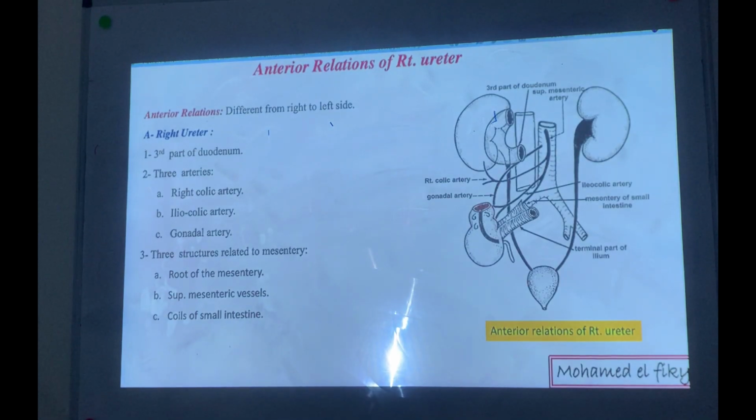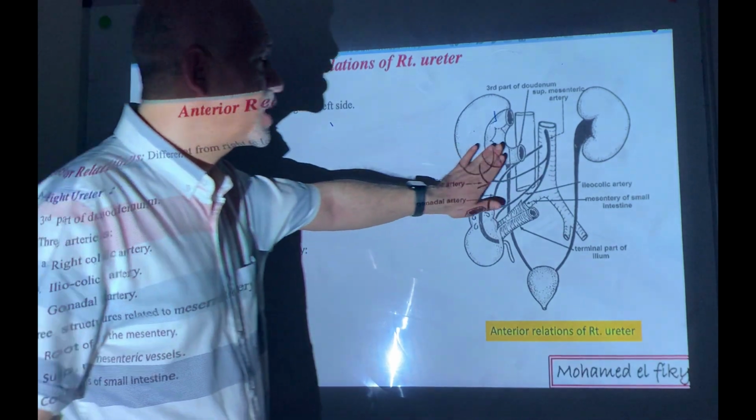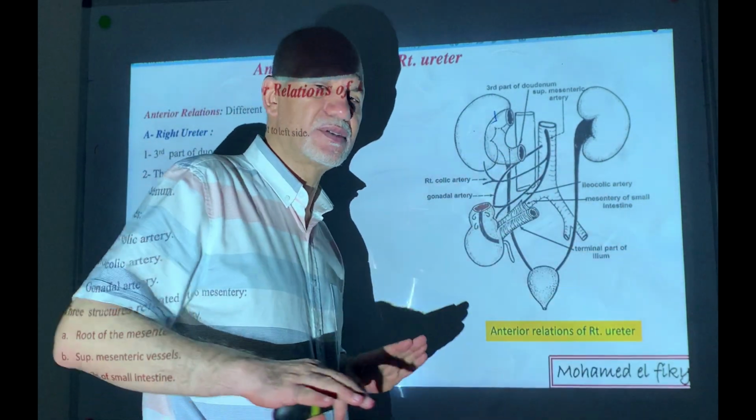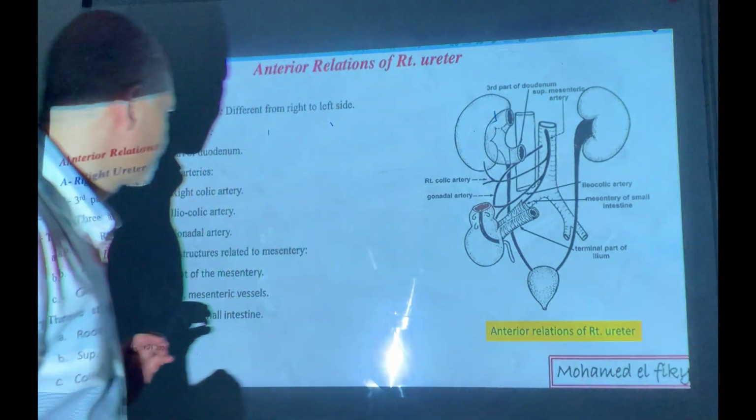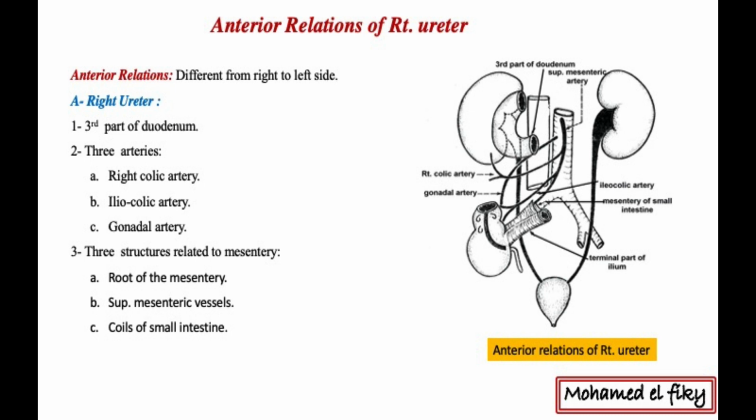What are the anterior relations of the ureter? The anterior relations of the right ureter and of the left ureter are different. Anterior relation of the ureter on the right side, at first, is the third part of the duodenum. Remember, the pelvis of the ureter, which is present in the hilum, is related to the second part. But at the beginning of the ureter, it is the third part of the duodenum. Remember number 3, third.